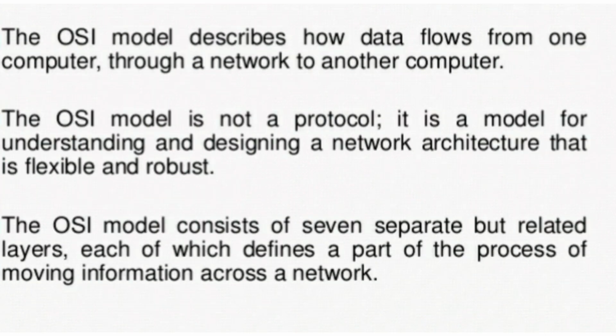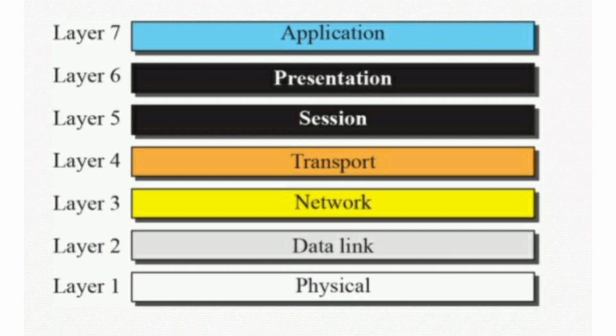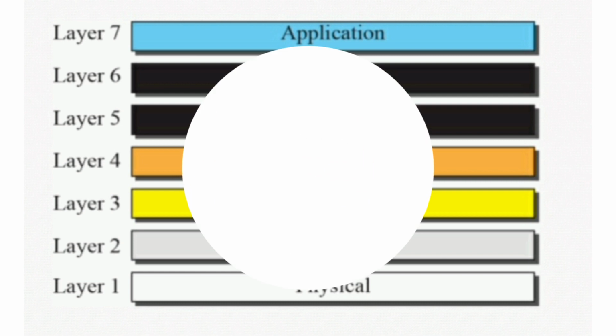OSI model describes how data flows from one computer through a network to another computer. The OSI model consists of 7 separate but related layers, each of which defines a part of the process of moving information across a network. So here is the diagram which shows the architecture of OSI model and its 7 layers.